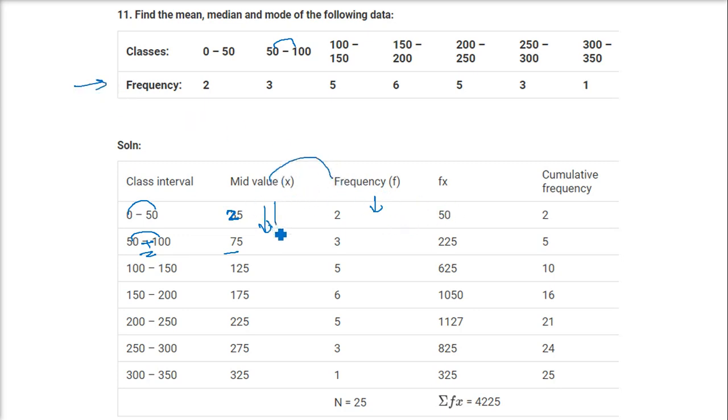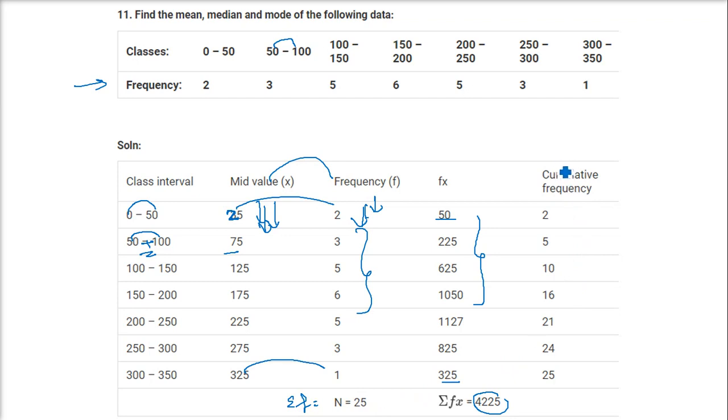And now multiply these two. This column, each element by this column. 25 into 2 is 50, like this. So 325 into 1 will be 325. So we multiplied this column and this column. Now add this column, that is sigma Fx, and sigma n, that means sigma F you can say, is 25.